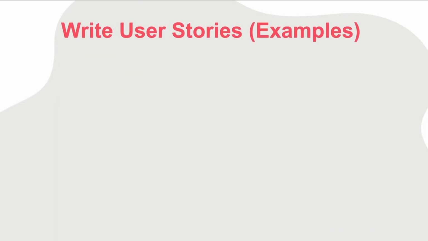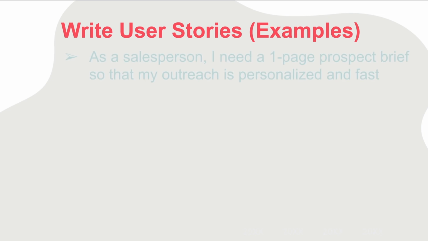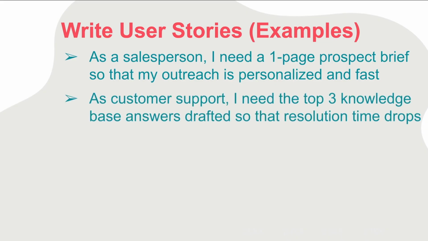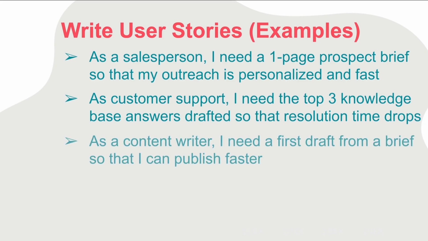After that, you write user stories. So here are some examples. Let's say if you're a salesperson, you might need a one-page prospect brief so that the outreach is personalized and fast. If you're a customer support agent, you might need top 3 answers from the knowledge base drafted so that the customer service agent can respond quicker and more accurately. If you're a content writer or a marketer, maybe you need the custom GPT to create a first draft from an initial brief from your boss. So obviously it can get published faster.